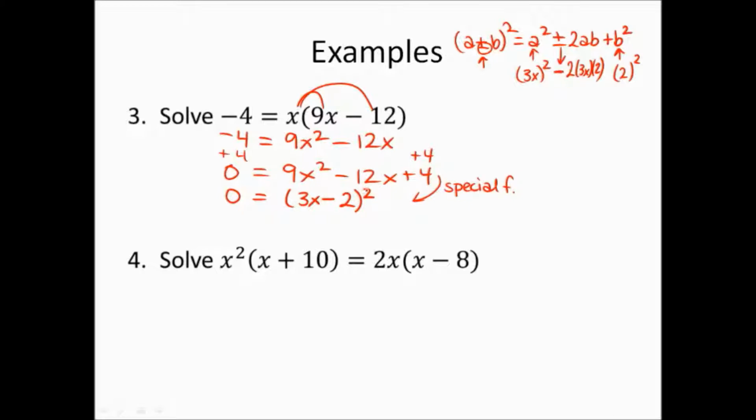Okay, now remember the square means that you will have the same bracket multiplied by itself twice. You can notice that either 3x minus 2 would have to be 0, or 3x minus 2 would have to be 0, so you really only have one thing to solve here. So add 2 to both sides, you get 3x equals 2, and you get x equals 2/3 when you divide both sides by 3. So we have one solution, and we can plug it back in to check if we'd like.